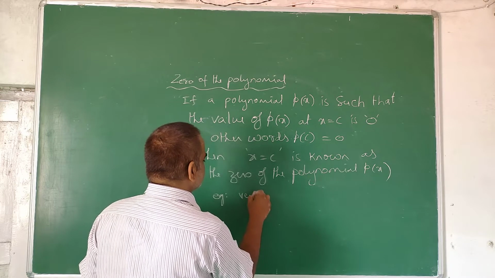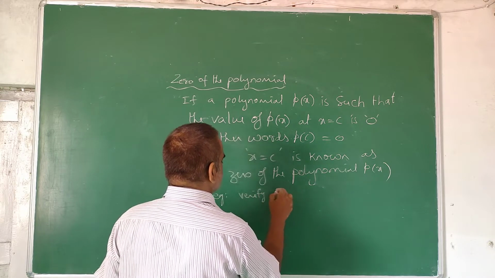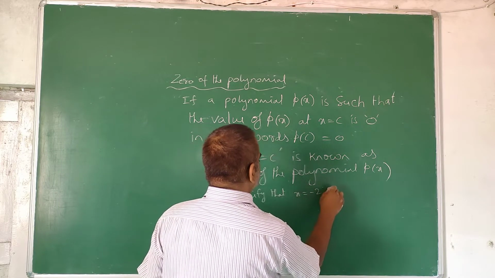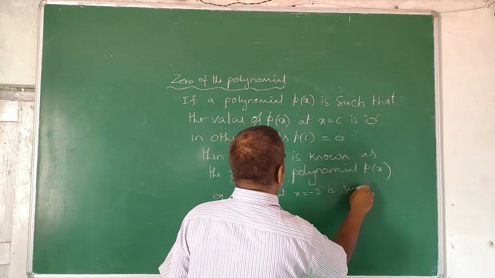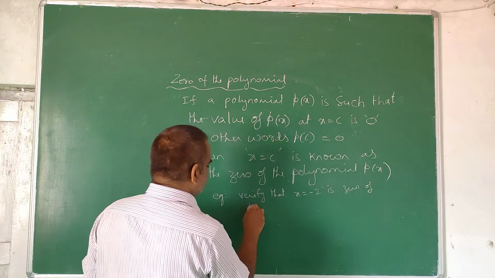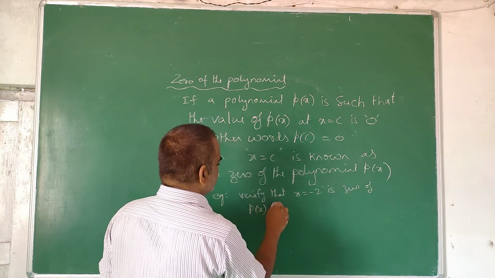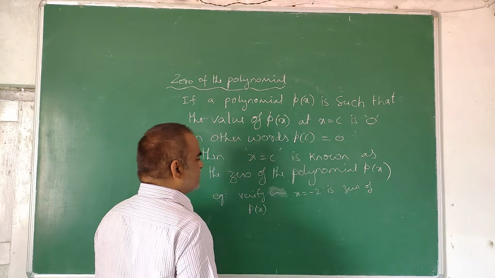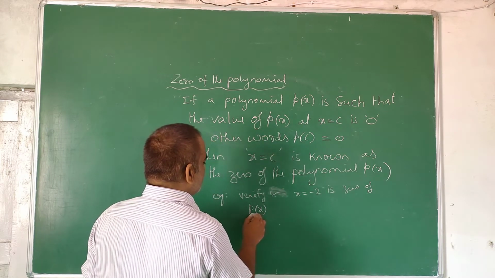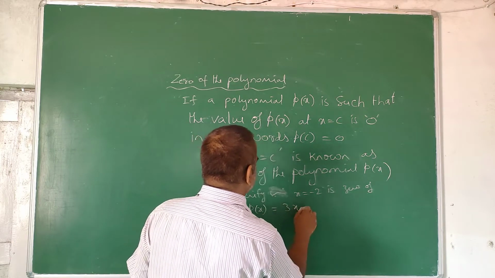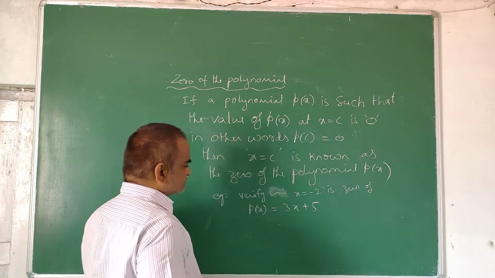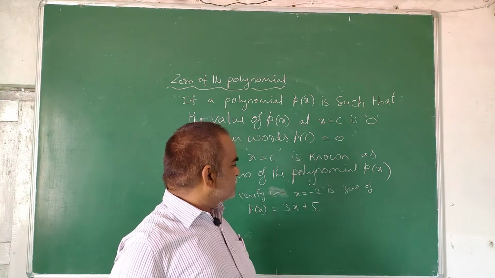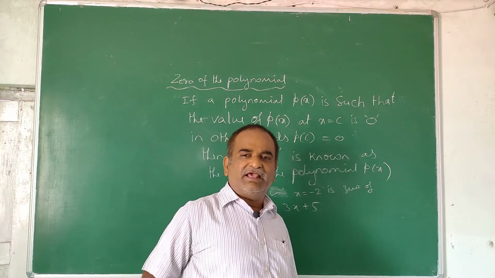Now, for example, verify whether x is equal to minus 2 is the zero of p of x is equal to 3x plus 5.